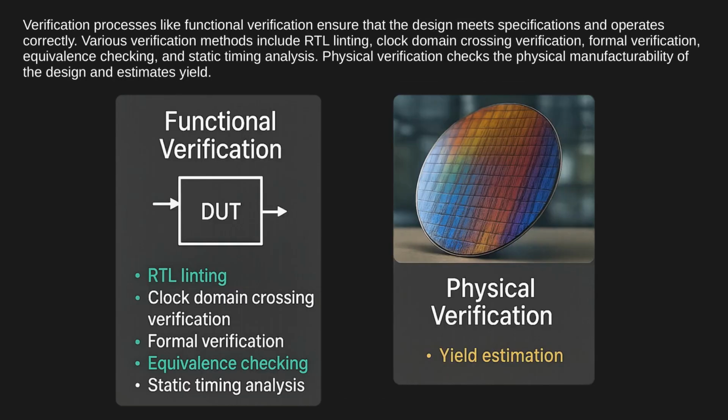Verification processes like functional verification ensure that the design meets specifications and operates correctly. Various verification methods include RTL linting, clock domain crossing verification, formal verification, equivalence checking, and static timing analysis. Physical verification checks the physical manufacturability of the design and estimates yield.